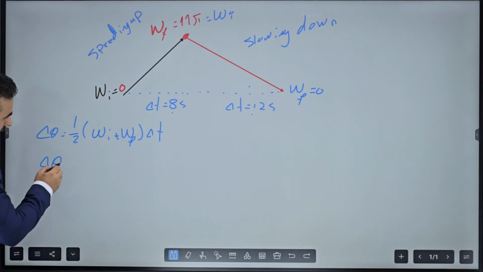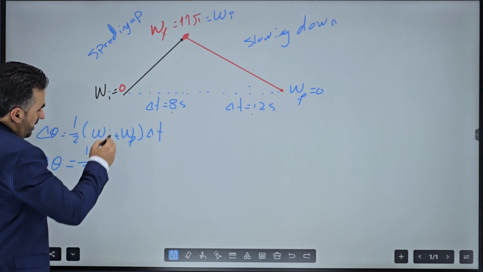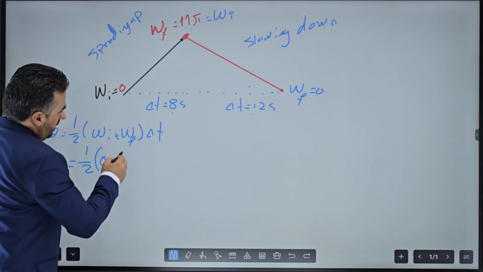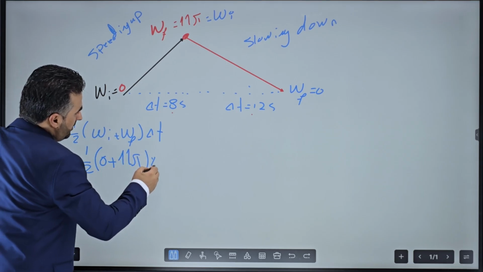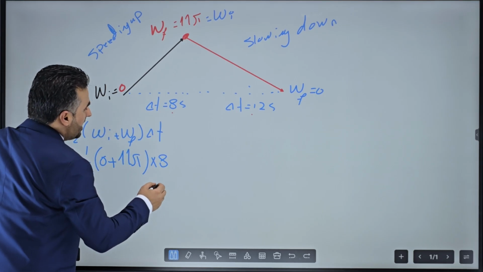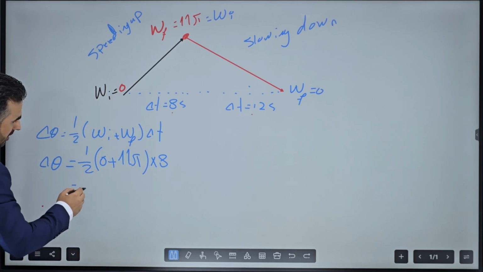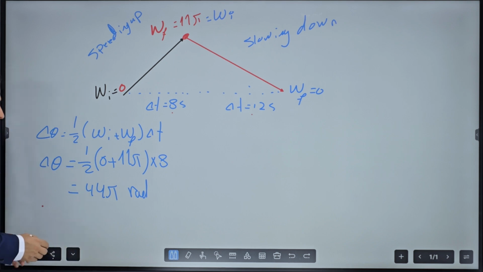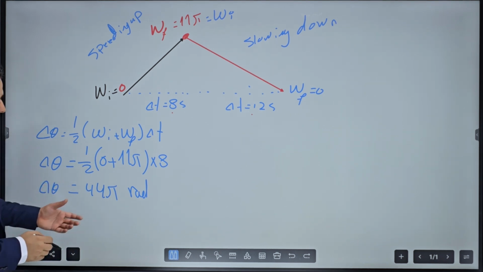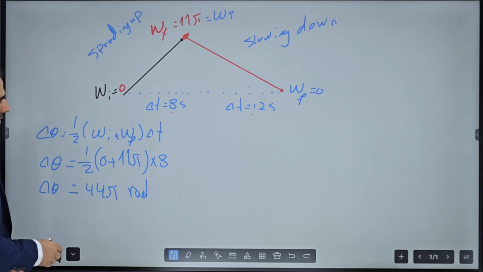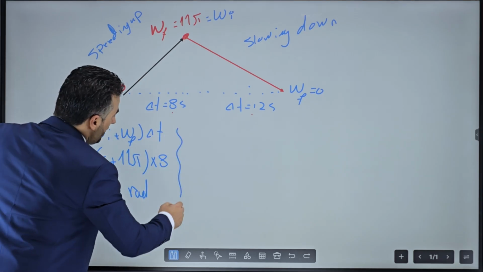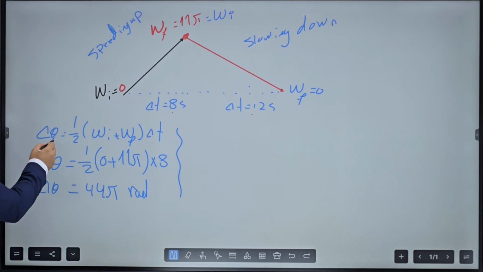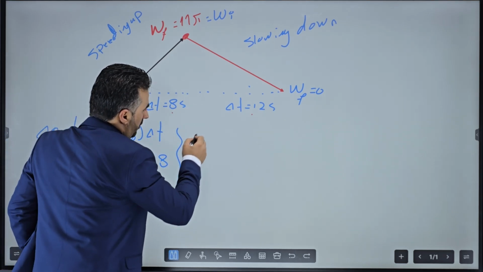Once again, delta theta equals 1 over 2. What is initial? 0. What is final? It is 11 pi, times how long does it take? 8 seconds. Once you do the math, you will get 44 pi radian. Now you can convert this to rev right away, but I don't want to do that now. I want to find both thetas and then find the total. So I can call this one delta theta 1, for the first part, and for the second part I can call it delta theta 2.